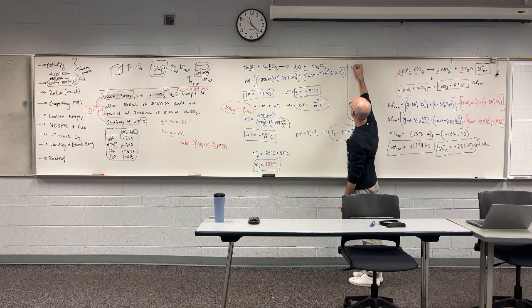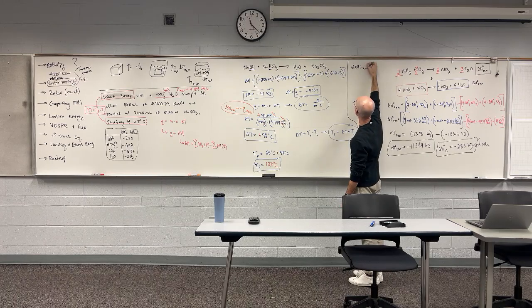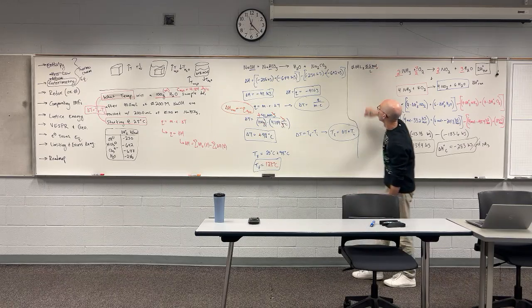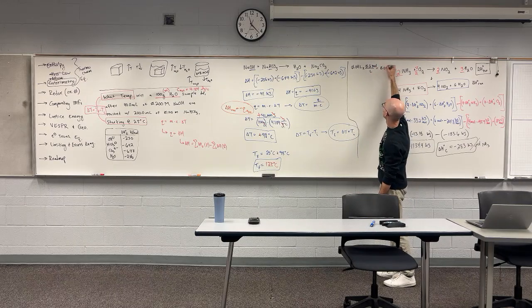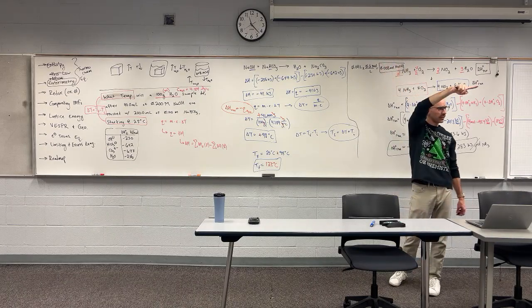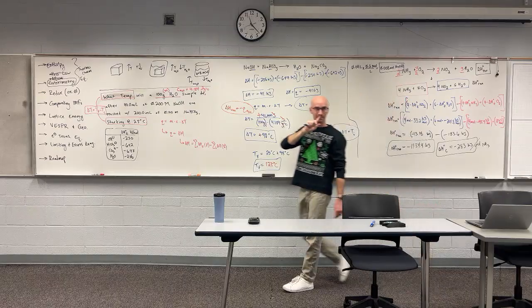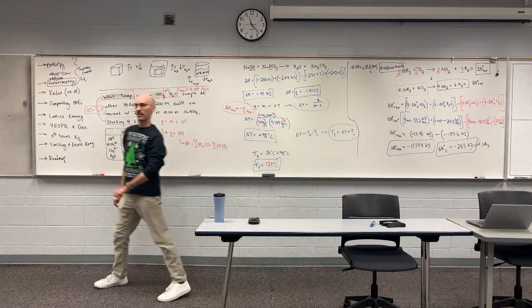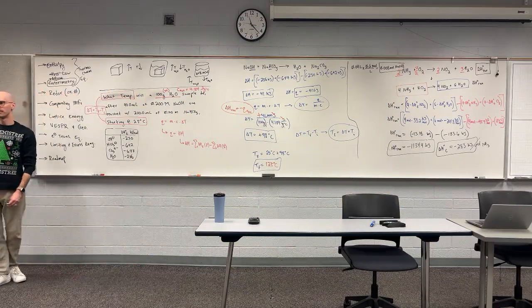I have to take 0.04 liters of sodium hydroxide and multiply it by 0.2 moles per liter, which gives me 0.008 moles of sodium hydroxide. Is that what you've got? Oh, bummer. Dang it, we were just at the end too.